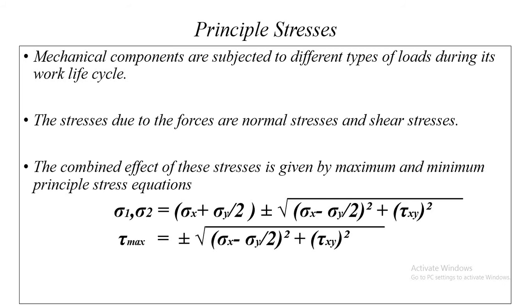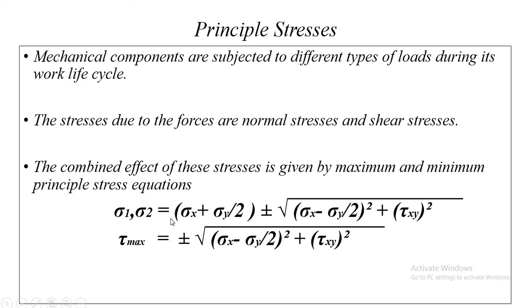Principal stresses. It is found that mechanical components are subjected to different types of loads during its work cycle. The stresses due to the forces are normal stresses and shear stresses. Normal stresses act perpendicular to the plane and shear stresses act along the plane. The combined effect of these stresses is given by maximum and minimum principal stress equation. Here are the equations. Sigma 1 is the maximum principal stress, sigma 2 is the minimum principal stress.